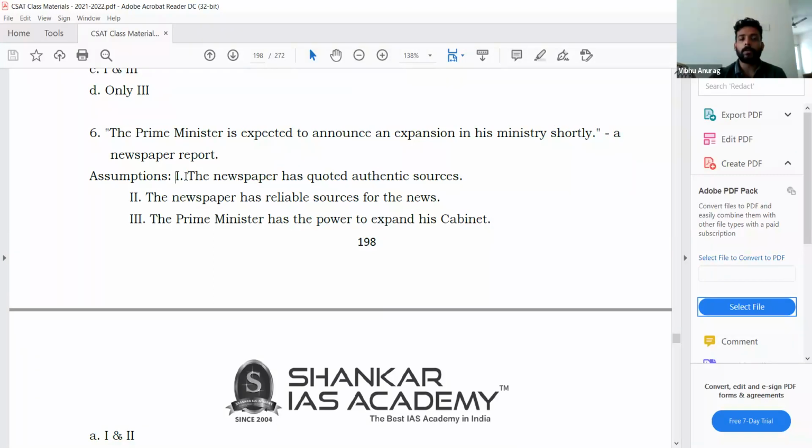So assumption number 1, newspaper has quoted authentic sources. Whose assumption? The newspaper's assumption. So yes, they do believe that. Otherwise, they will not publish it. Same logic. Got it? Cabinet is not mentioned. Oh yeah. It's a synonym. Ministry and cabinet, same thing. Synonyms. Similar words with similar meanings. So yeah, we can connect that.